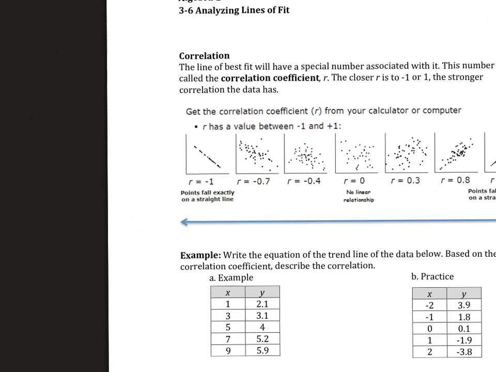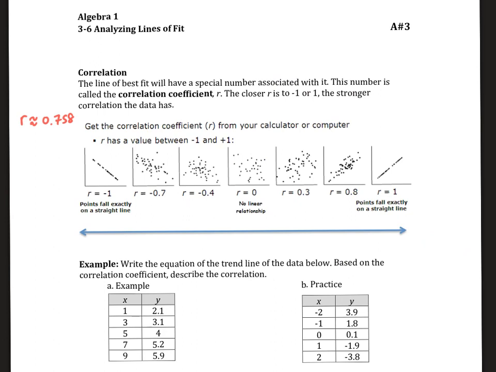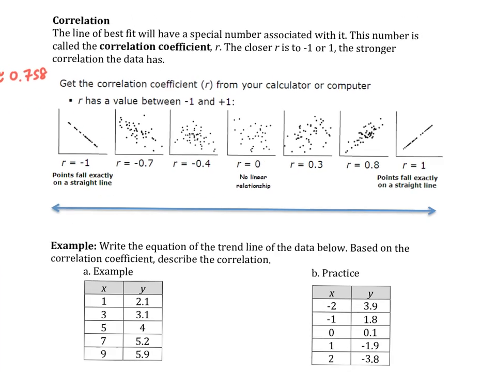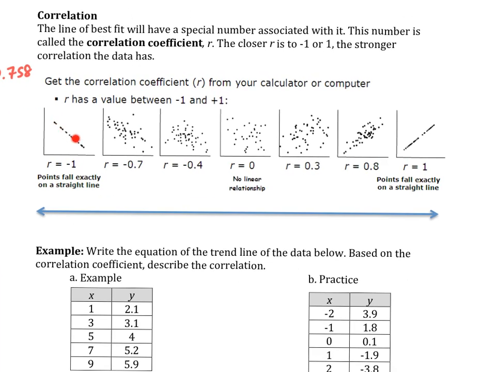So let's talk about that relationship that we saw, that R value. That R value I saw was about 0.758. So correlation. The line of best fit will have a special number associated with this. This number is called the correlation coefficient, also called R. The closer that R is to either -1 or to +1, the stronger the correlation the data has. So notice here, if R is -1, that's perfectly linear. In fact, you would say it's an exact correlation, so that my line goes through all the data points. And the same applies here to +1.